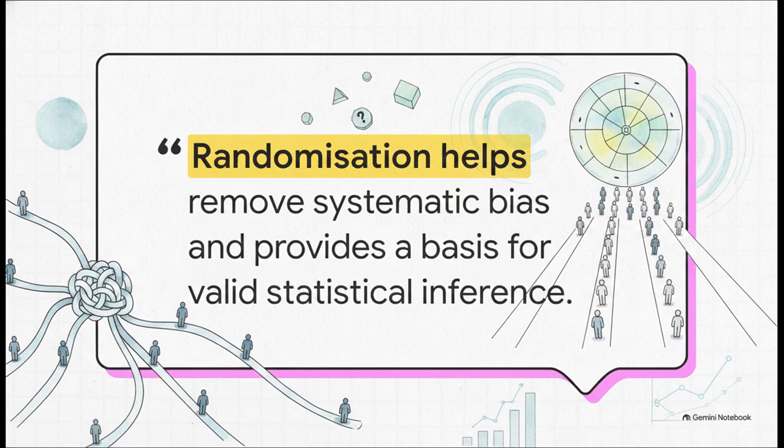This brings us to Fisher's foundational and, quite frankly, brilliant insight. Randomization helps remove systematic bias and provides a basis for valid statistical inference. Fisher argued that relying on chance, randomization, is, paradoxically, the most systematic way to remove bias. By leaving the assignment of participants purely up to the roll of the dice, we create this stable, unbiased foundation that allows us to draw highly valid statistical conclusions.